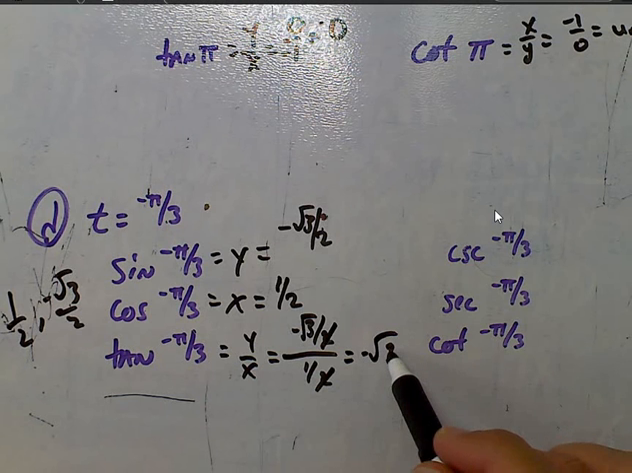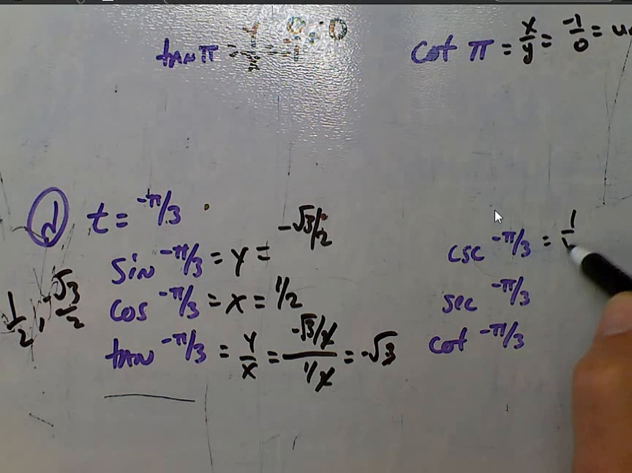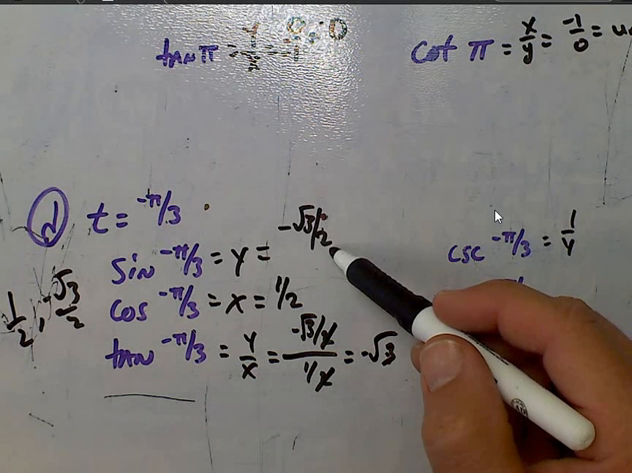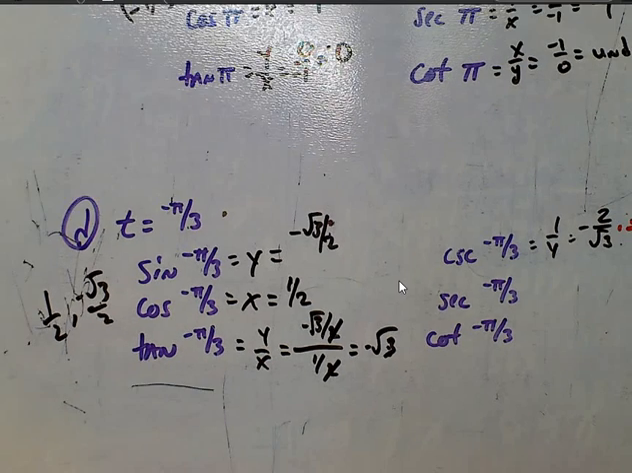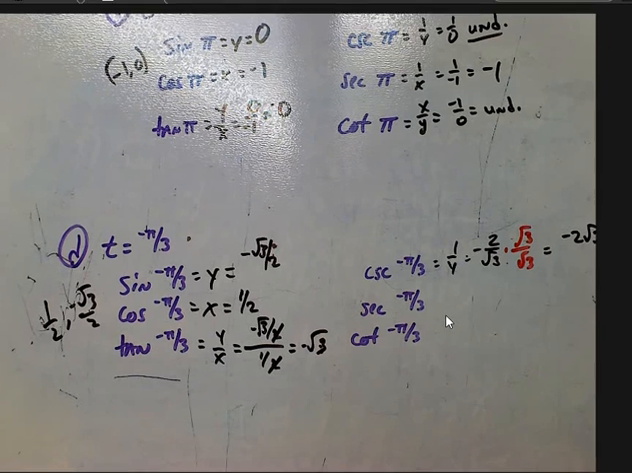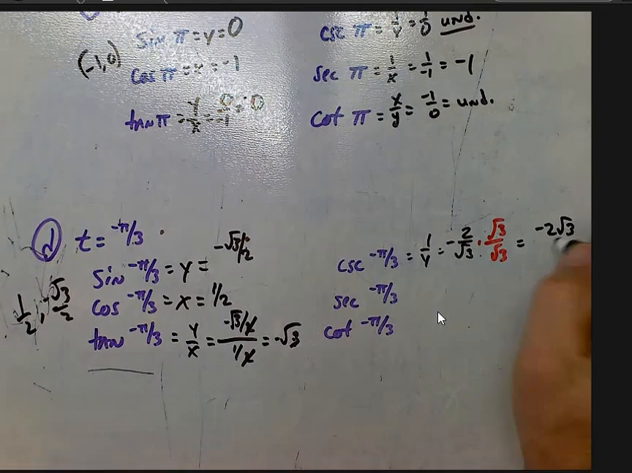Cosecant is going to be 1 over y, so I take the y and flip it over. Negative 2 over square root of 3. To rationalize this, I have to multiply top and bottom by the square root of 3. And I'm going to get negative 2 square roots of 3 over 3 there.